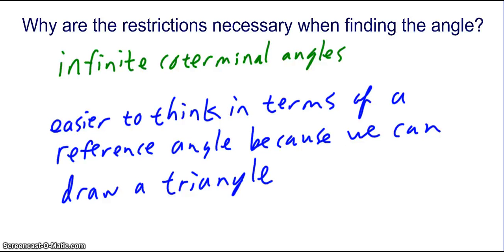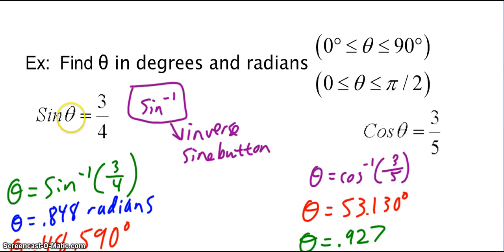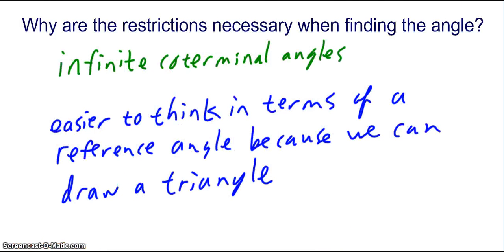If you aren't sure, you can ask me tomorrow in class. But one of them is that there's an infinite amount of coterminal angles, remember. So that means that technically there's an infinite amount of theta values where the sine of theta is going to equal 3/4. You can't write down an infinite amount of answers, so you need to restrict them somehow. Actually, there are ways to write down an infinite amount of answers, but we'll get into that later also.